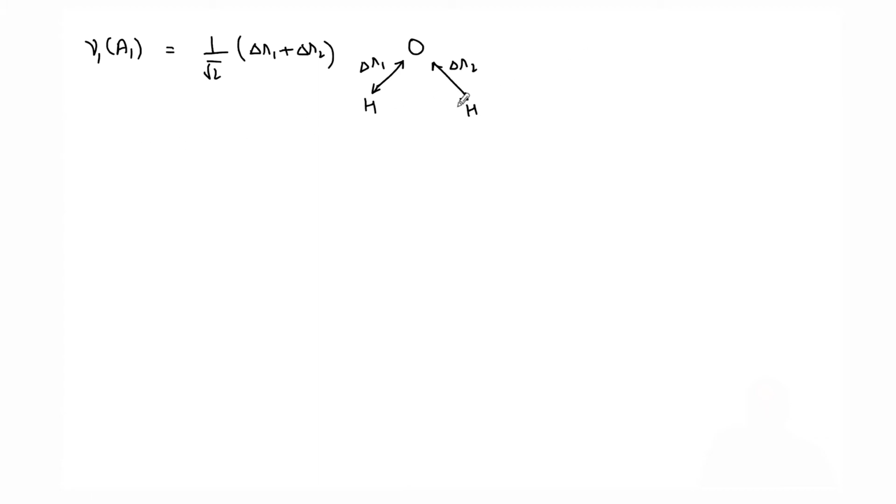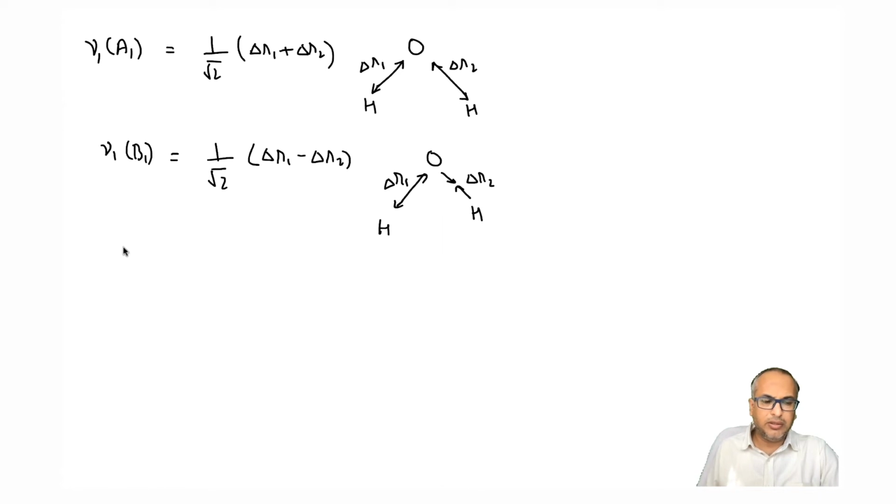Now similarly, if I want to write the second stretching mode, this will be nu1 B1, which will be equal to 1 over root 2 (delta R1 minus delta R2). And now I can say that one of the bonds is stretching and the other is compressing. This is my second vibrational mode. So similarly, we can visualize how it looks for the bending mode. So let's do it for the bending mode.